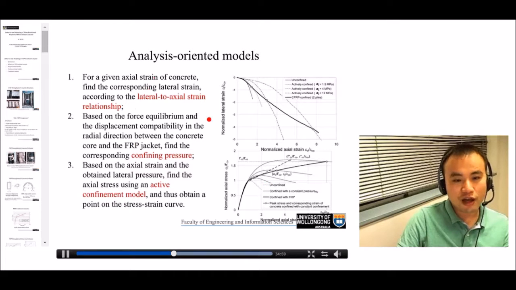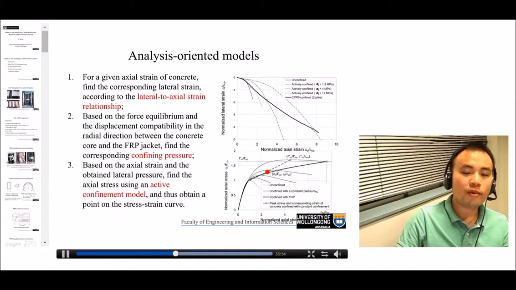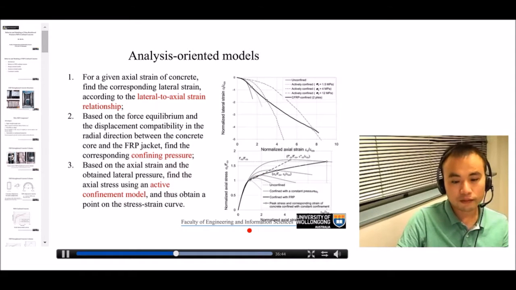Which means if you know the confining pressure and axial strain, you can predict all of this group of curves for actively confined concrete. Alright? And because we said at the intersection point, both FRP-confined concrete and actively confined concrete have the same axial stress and strain, you can determine one point on FRP-confined concrete. In this way, we find one axial stress from one axial strain. If you repeat this process, you find a lot of points on the FRP-confined concrete so that you can find the whole curve.